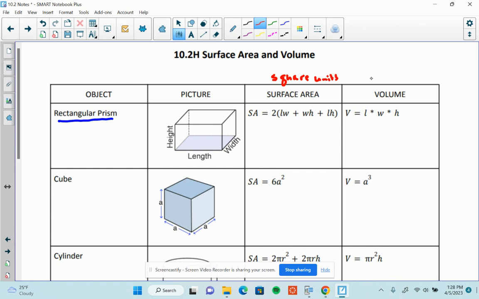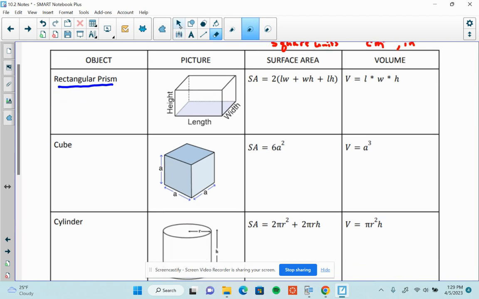But volume is going to be labeled with cubic units. So maybe centimeters cubed or inches cubed or cubic yards. Volume is the amount of space inside the boundaries of that three-dimensional object, the amount of space that is taken up. And notice if we did length times width times height, if these were inches, I'd have inches times inches times inches would be inches cubed. So volume is in cubic units. Keep that in mind. And the rectangular prism is really easy. Length times width times height to calculate the volume.